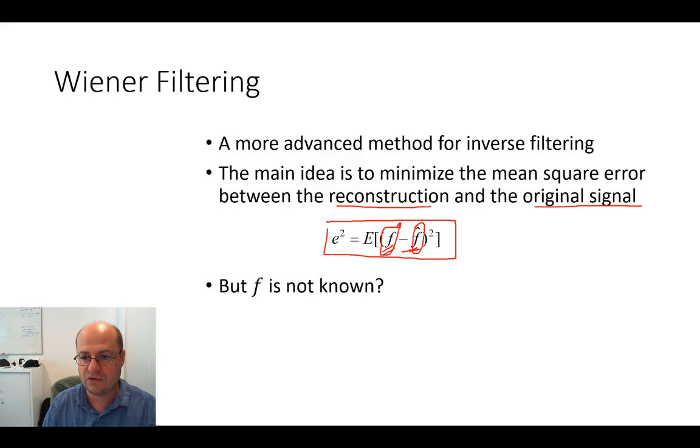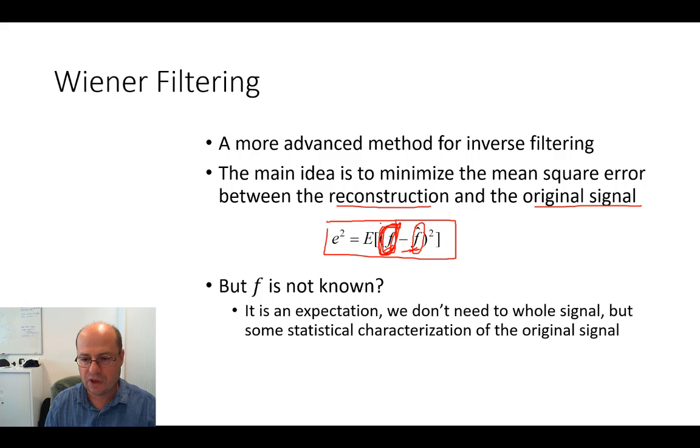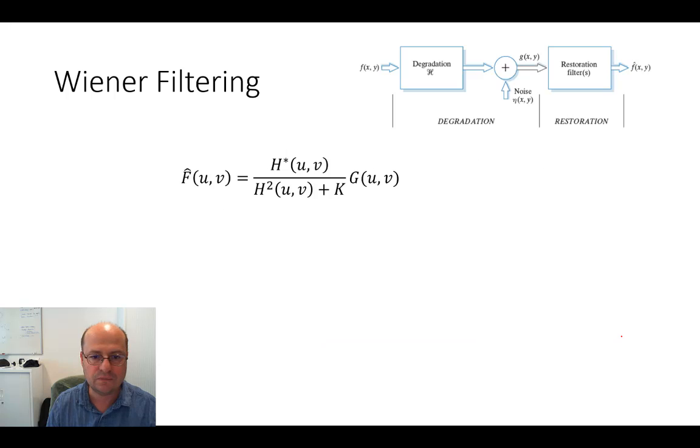But we don't have the original function. Now f is not known. But we see that this is an expectation. It's not the whole signal. So we can obtain that. We don't need the whole signal. We just need some statistical characterization of the original signal.